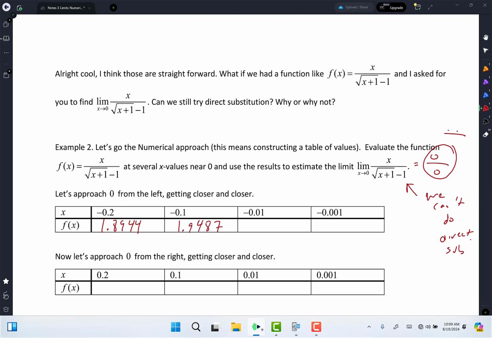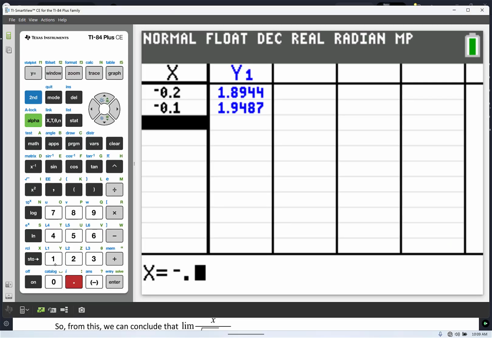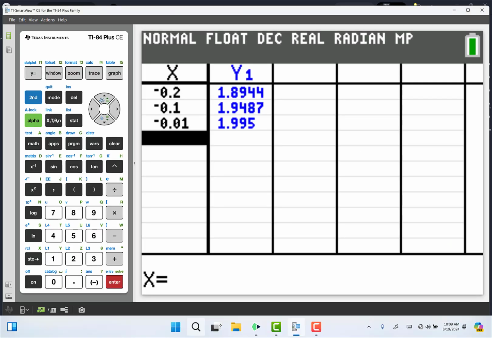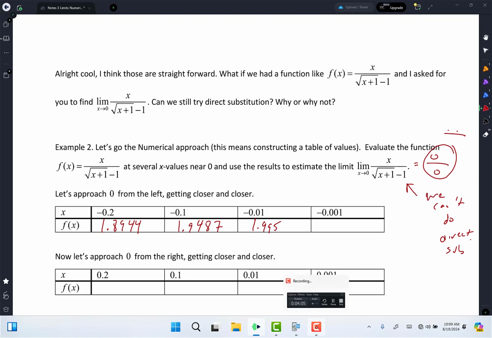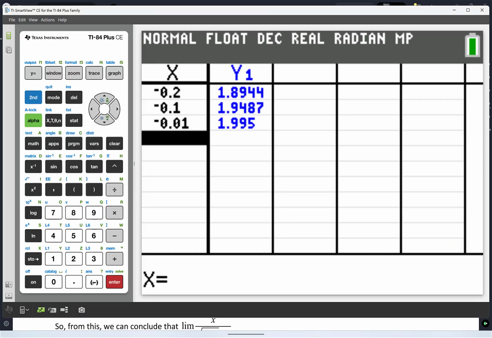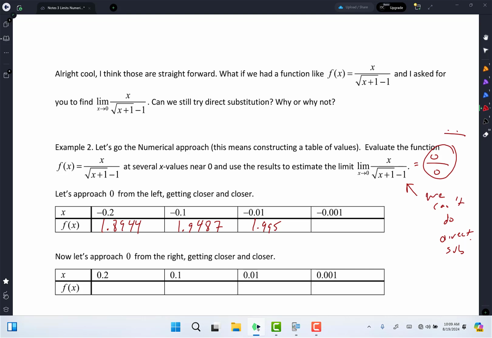1.9487. Continue, negative 0.01. Negative 0.01. 1.995. 1.995. Negative 0.001. Negative 0.001. 1.9995.